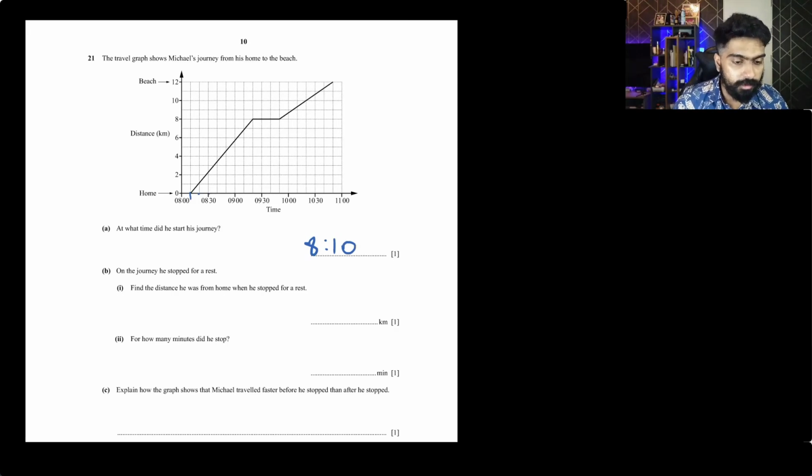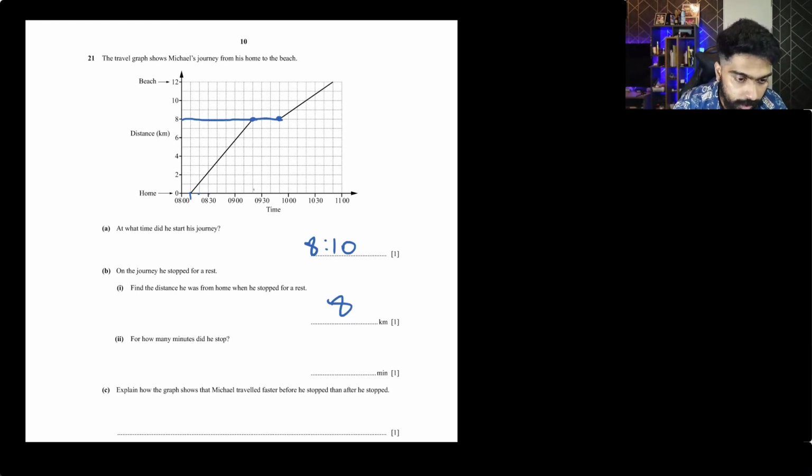Find the distance he was from home when he stopped for the rest. If you take a look at here, guys, here's where he took the rest, right? There is no movement at all. At what distance was he? He was at 8 kilometers, right? So 8 kilometers.